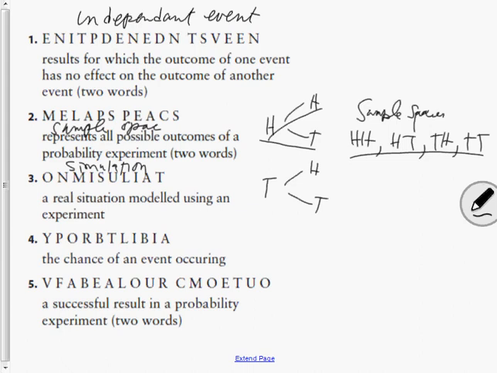Your next one, a chance of an event occurring, is called probability. The formula for that is favorable outcomes divided by the possible outcomes. That calculates your probability. And finally, a successful result in a probability experiment, with 2 words, is what we call a favorable outcome.